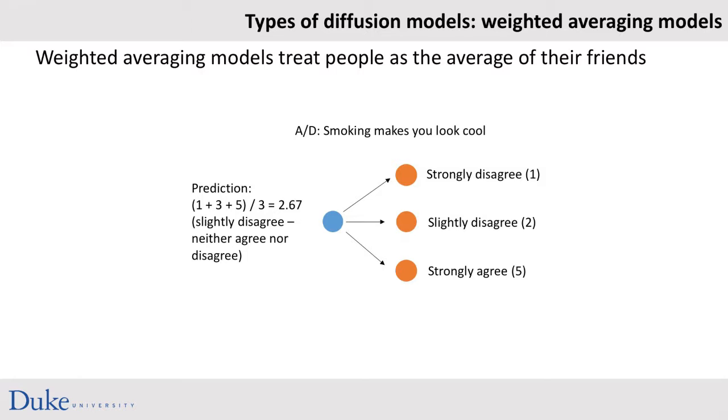If you switch that to a continuous variable, so like on a Likert scale, do you agree or disagree that smoking makes you look cool? You could think of it as essentially an ordinal variable, 1, 2, 3, 4, 5. So this person strongly agrees, someone slightly disagrees, and someone strongly agrees. And then our model for that is essentially that you would adopt the weighted average of your friends. So in this case, we're just going to give them even weights and say our prediction for whether or not you'll agree or disagree is just the sum of everybody else's attitudes divided by the number of people there are. So in this case, it's like, well, maybe I slightly disagree because I'm connected to these two people.